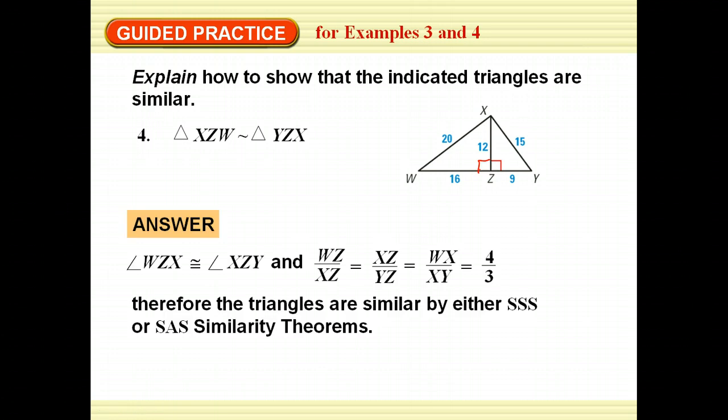Let's do the side side side. If I match these up, my WZ is 16, my XZ is what corresponds to WZ, and that is 12, and 16 over 12 becomes 4/3. And if I match my middle length to the middle and the short, long to the long, short to the short, middle to the middle, I come out with 4/3 for all 3. So I have side side side. Since I have the right angles, I could use side angle side.